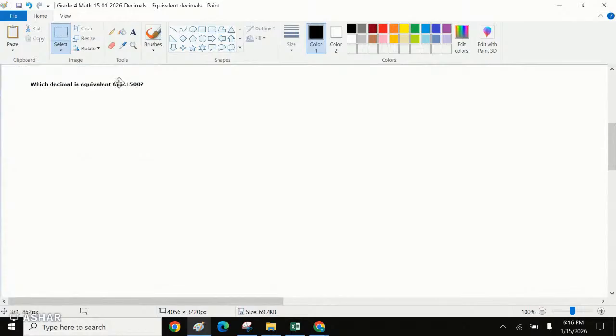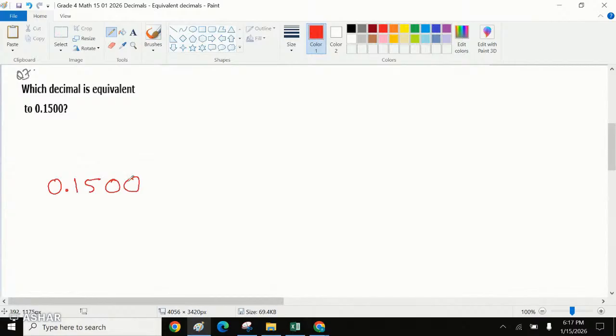Question number 7 says, which decimal is equivalent to this? So if our question was 0.15 with double zeros, right? If this was the question given to us, we just simply need to find an equivalent fraction. What we can say is 0.150, or the easiest would be 0.15. So we can say either of these are the same. We can increase the zeros.